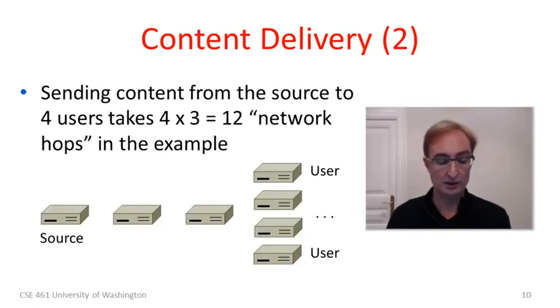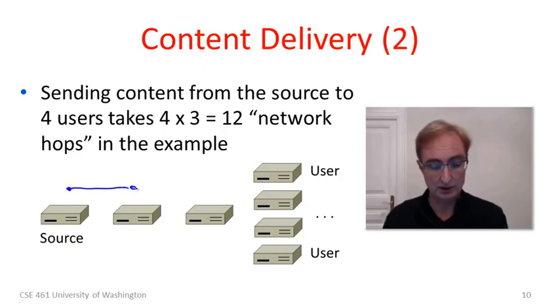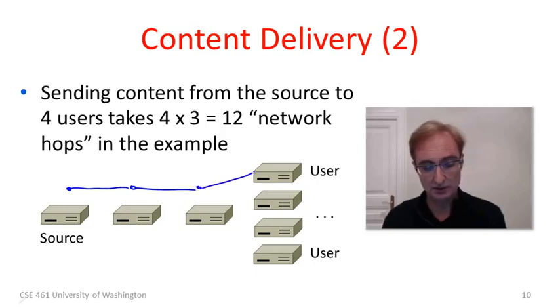Okay, in this example, we want to send a copy of content, whatever it is, from one source to 4 users here. Let's see how we would do that if we send individual copies. Here we are. Let's say we send to the first user, that's 1 message hop, 2 message hops, 3 message hops. And we're going to behave similarly for each user.